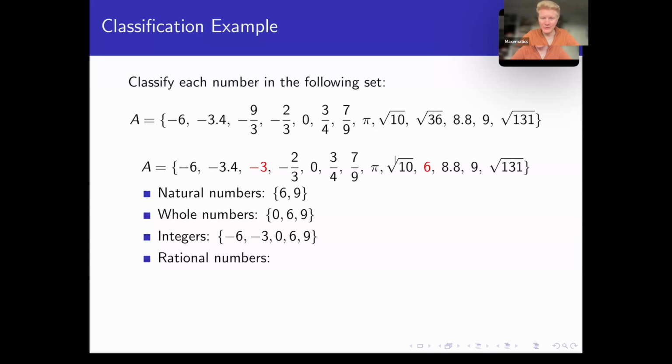Pi, still no. Square root of 10, still no. 6 was an integer, still a rational number. 8.8, terminating decimal, we can write that as a fraction. 9, integer, still a rational number. And square root of 131, not quite.